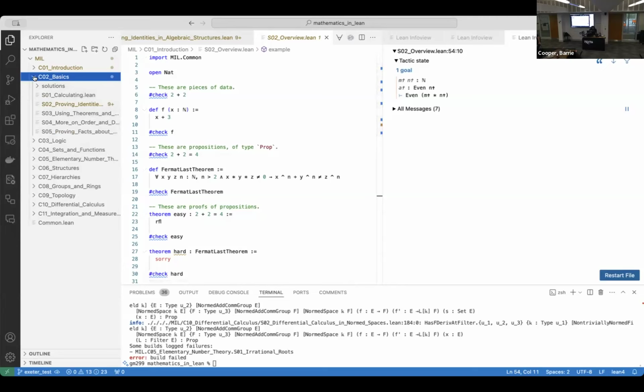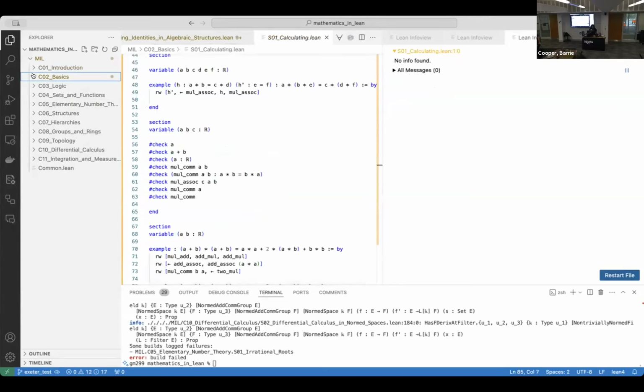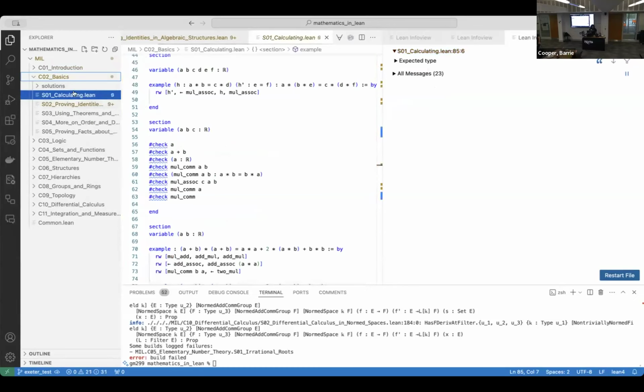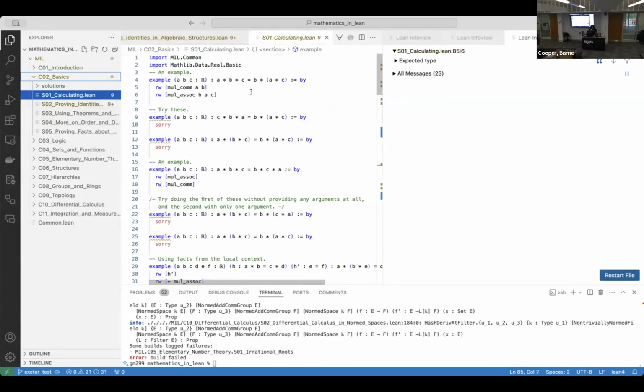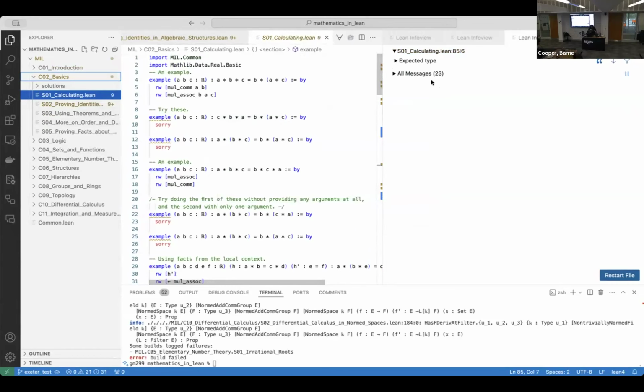So we're here in chapter 2, basics, and we're going to look at calculating in Lean. This is, in some sense, similar to what Heather was talking about. If we look at this problem, we've been asked to prove that A times B times C is equal to B times A times C, and we already have this issue about parentheses that was mentioned earlier. What's the difference between A times B times C and A times B times C with different parentheses?